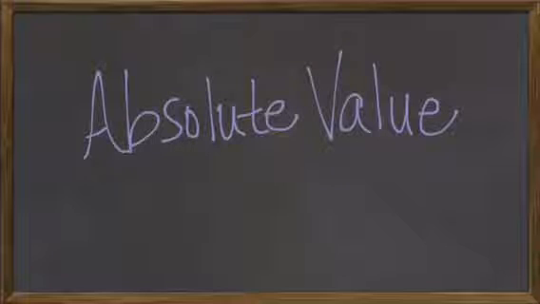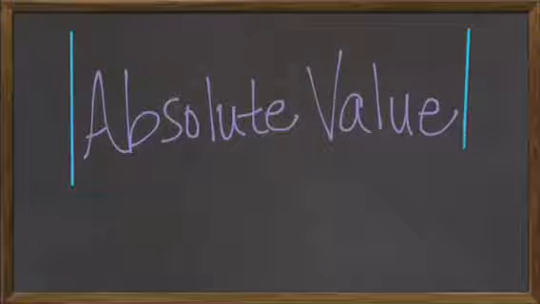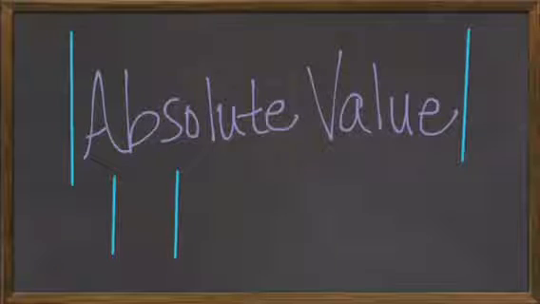In this video, you're going to learn all about absolute value. Absolute value is a number's distance from zero, and straight line brackets is how you designate absolute value. So whenever you see these straight lines instead of parentheses, it's talking about a number's absolute value.